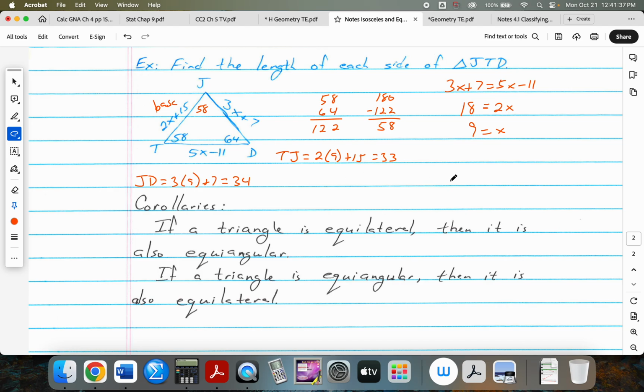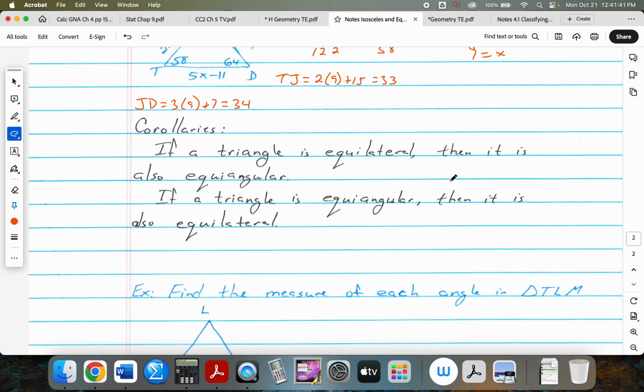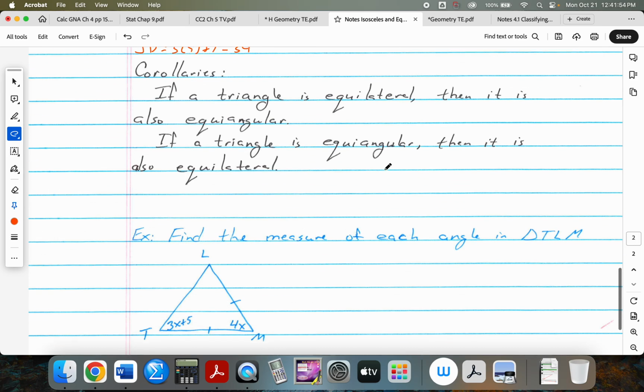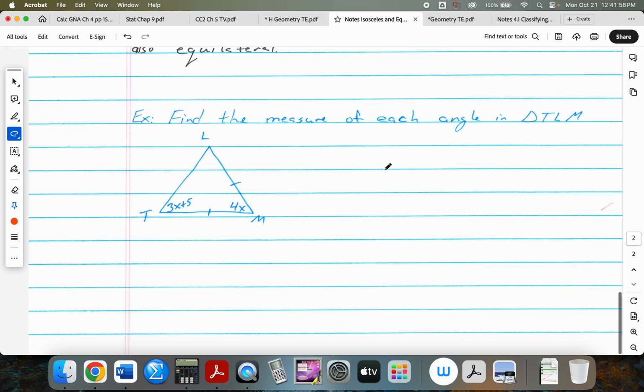Just real quick, I apologize, I wasn't paying close enough attention to the time. If a triangle is equilateral, it's also equiangular. Some of you probably already noticed that when you look at them, you're like, how do I tell the difference? They are the same. If a triangle is equilateral, it's equiangular. And if a triangle is equiangular, then it's equilateral. Works in both directions. Well, the bell just rang, so yeah.